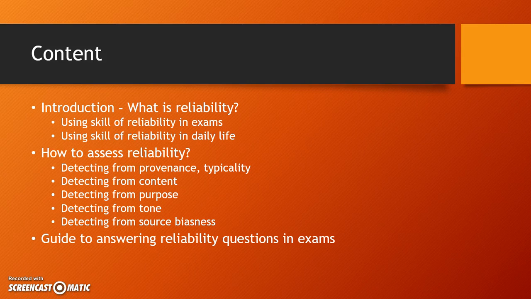The second part in the series is detecting reliability from provenance and typicality. Then the next video will be on detecting reliability from content, and then detecting reliability from purpose, tone, and source biases. All these 3 will be in one video. Okay, so let's get started.